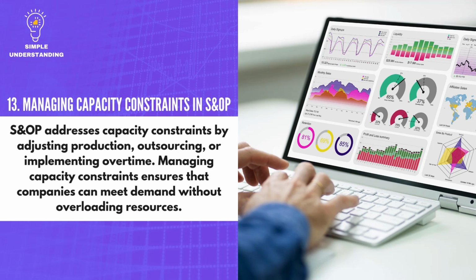13. Managing capacity constraints in S&OP. Explanation: S&OP addresses capacity constraints by adjusting production, outsourcing, or implementing overtime. Managing capacity constraints ensures that companies can meet demand without overloading resources.